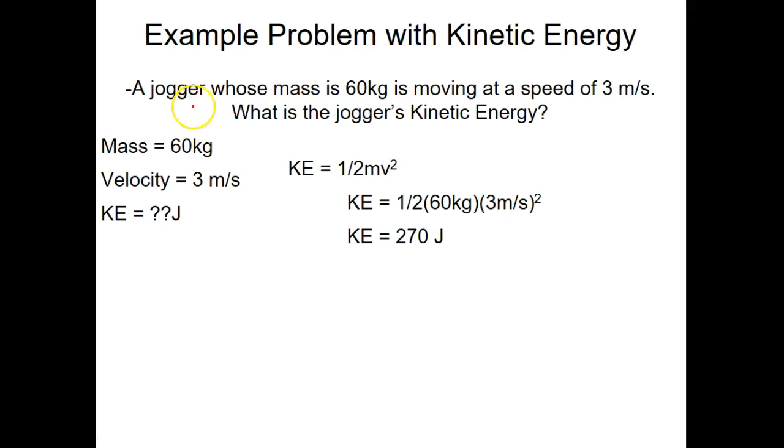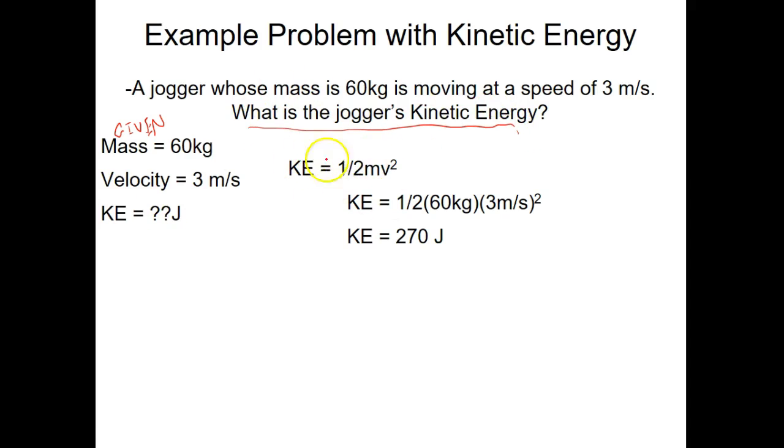So here's an example problem. A jogger whose mass is 60 kilograms is moving at a speed of 3 meters per second. What is the jogger's kinetic energy? Well, this is the given part. All right, we're given what we know, the mass, the velocity, and we're trying to find the kinetic energy because that's what the question's asking right here.